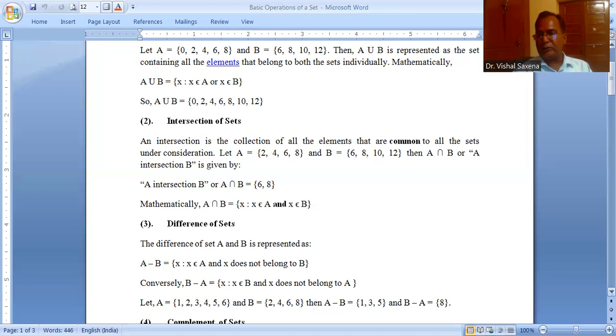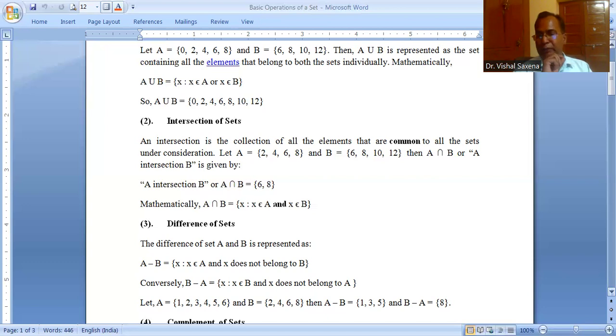Let A be the set 1, 2, 3, 4, 5, 6, and set B be 2, 4, 6, 8. Then A minus B is equal to, we have to see the elements in the set A but not lying in the set B. We can observe that in the set B, 2, 4, 6, 8 are coming. So these elements are not to be taken in the set A minus B.